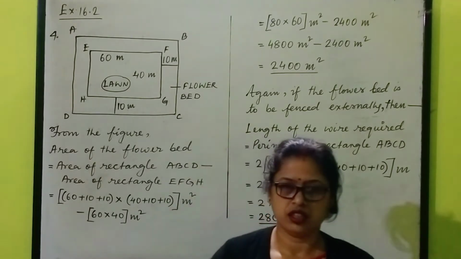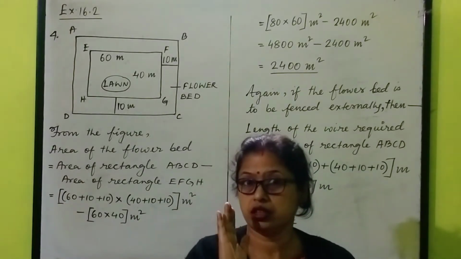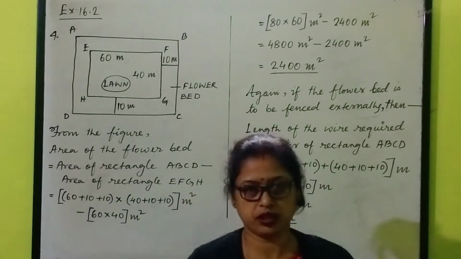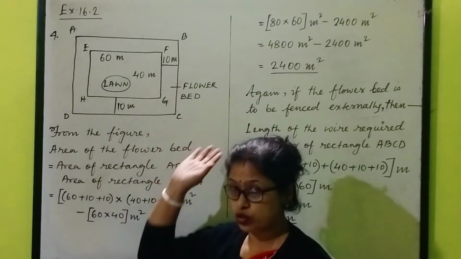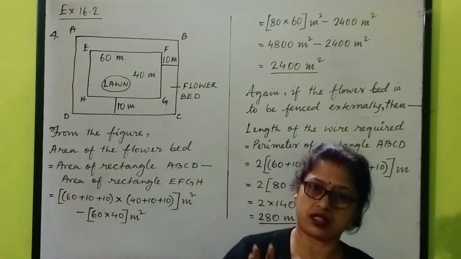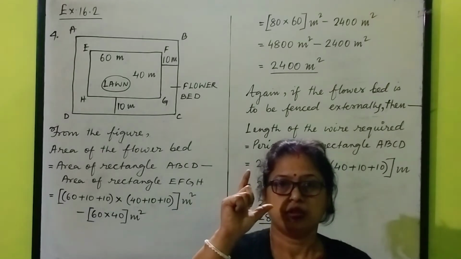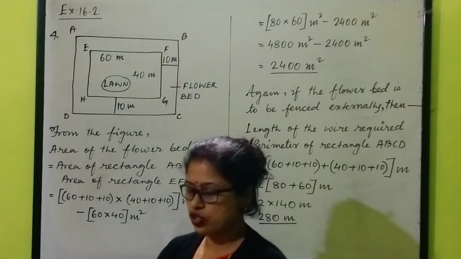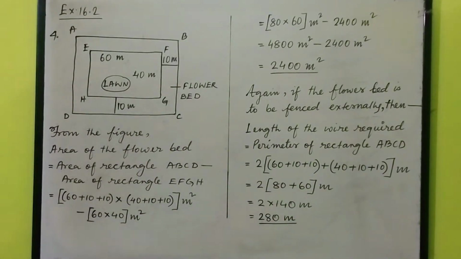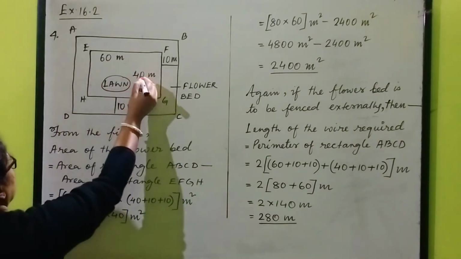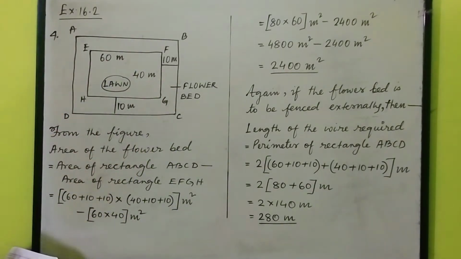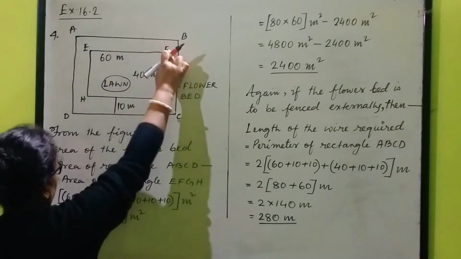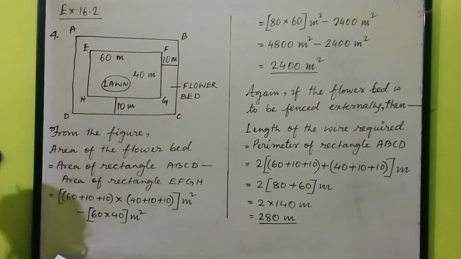Okay? See here. So these questions are totally diagram based. Mind it, my dear students. I have already written also: solve the problem from the figure. In the figure itself, you have to make yourself understand what is what. So here see, a lawn is of dimension 60 meter by 40 meter. See, I have drawn. This is the lawn, 60 meter by 40 meter. Means EFGH is the lawn. Then it is surrounded by a flower bed. This is the flower bed, 10 meter wide. Find the area of the flower bed.